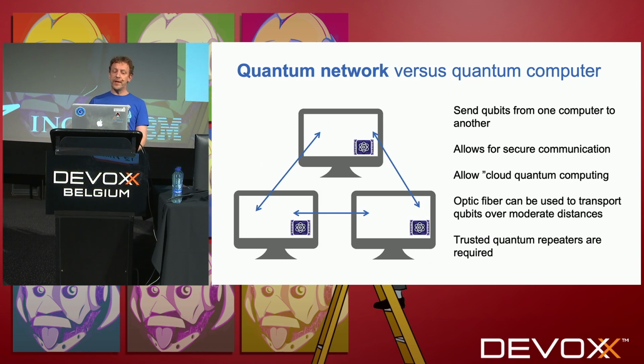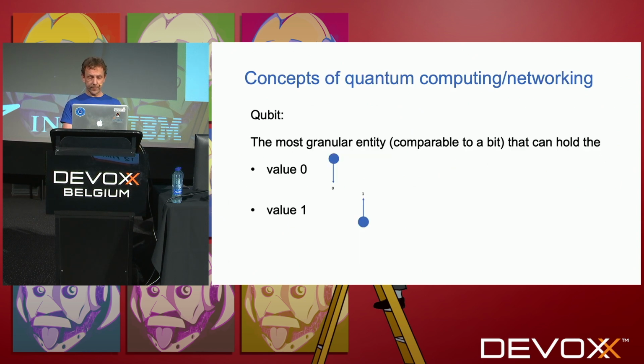What is then a quantum network? A quantum network connects quantum computers, allowing you to send qubits from one computer to another. And it allows secure communication, which is also the basis for many applications. It can be created using optical fiber, which is already typically used in today's internet. But it also requires more than just that. It also requires quantum repeaters, as we will explain immediately.